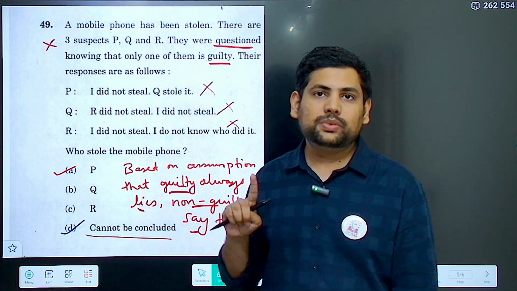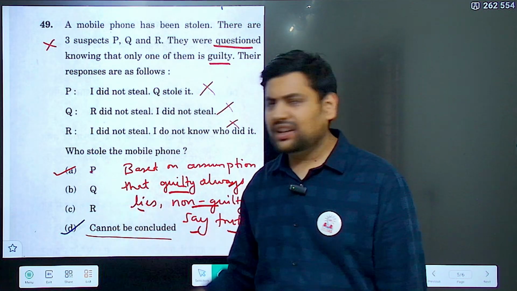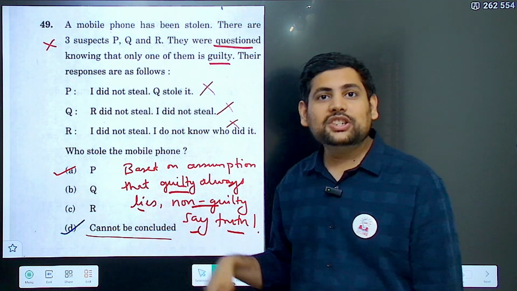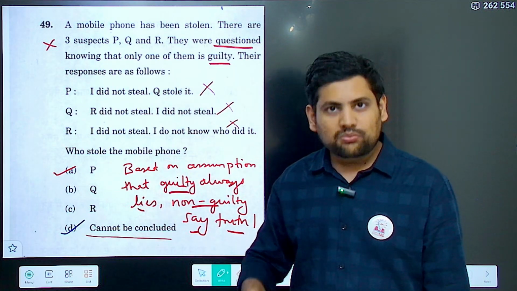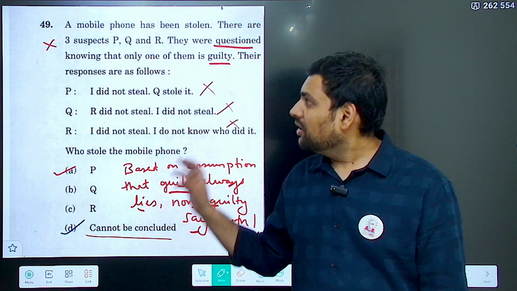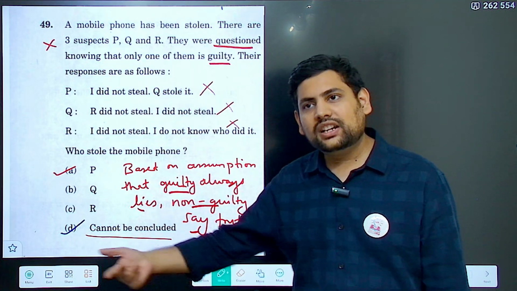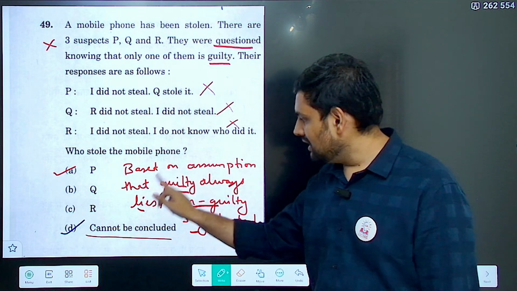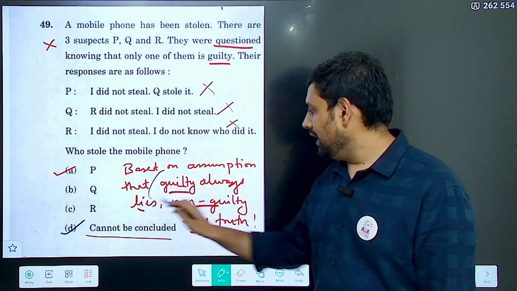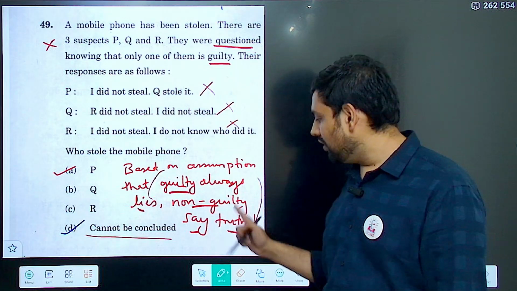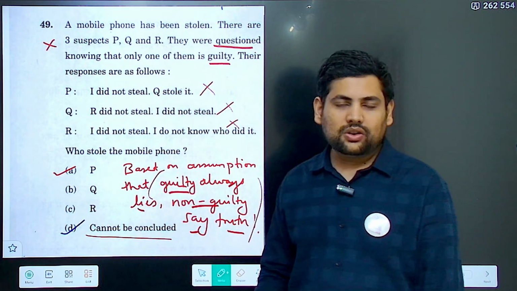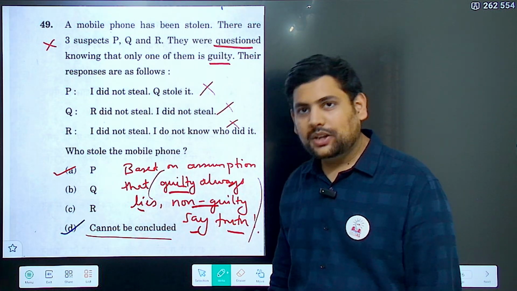This was given by UPSC, while most answer keys gave answer as A based on this assumption, because this is what is usually assumed in most reasoning questions. In most questions in CAT and other exams, they add a line like this, that guilty always lies and non-guilty always says the truth. UPSC didn't, so they gave the answer cannot be determined, cannot be concluded.